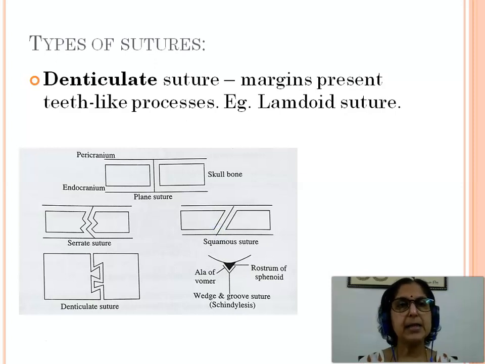Next is denticulate suture. Here the margins present teeth-like processes. So what is seen here? These are the margins which show teeth-like processes. An example of this type of suture is the lambdoid suture.